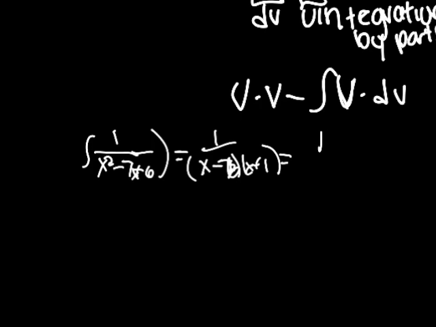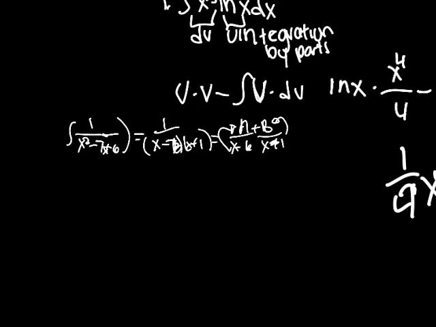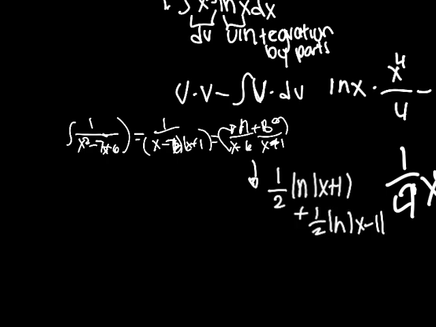And after we do that, we can rewrite this as A plus B over x minus 6, x plus 1, not plus 1, minus 1, sorry. Rewrite that, plug those values in, and then from here we can integrate. And once we integrate, we should get this value of 1/2 ln x plus 1 plus 1/2 ln x minus 1 plus c.